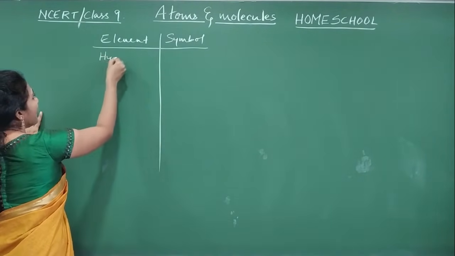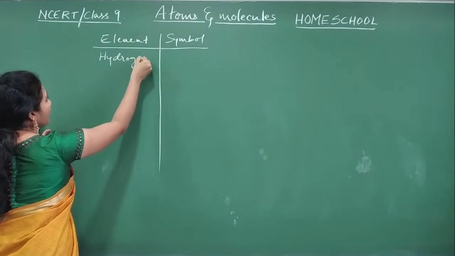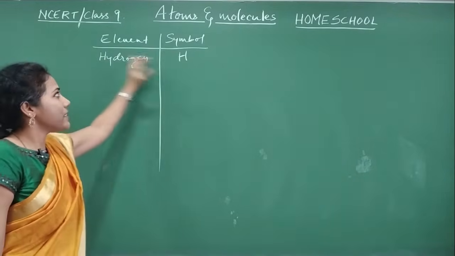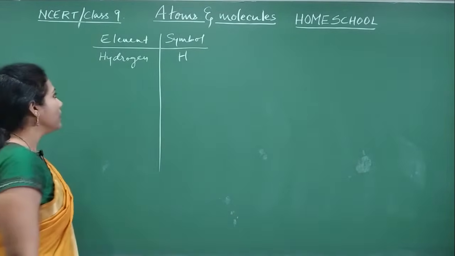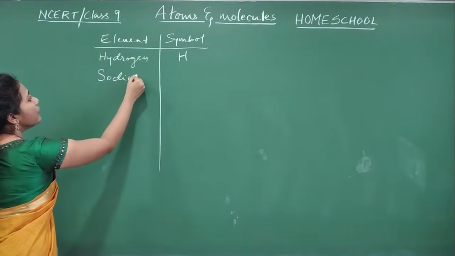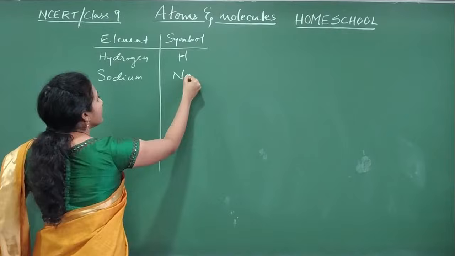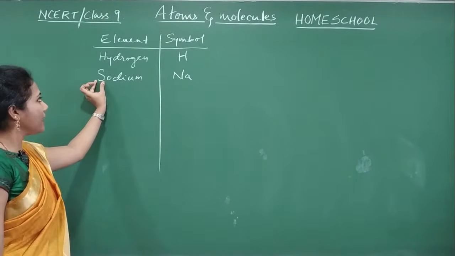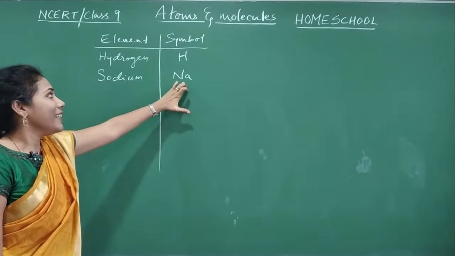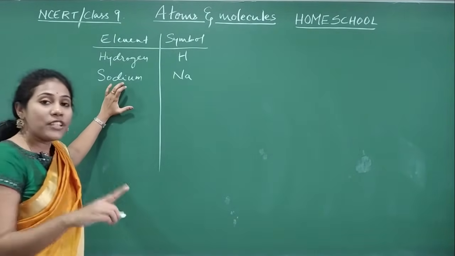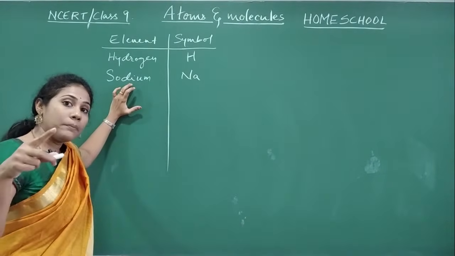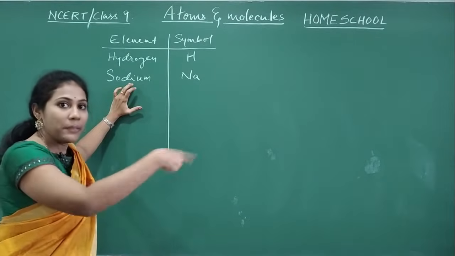Very famous element, hydrogen. What is its symbol? H. That means the starting letter of the name itself they considered as a symbol here. And after that, sodium. Sodium symbol is Na. See, they have not considered the starting letter. They didn't even consider the starting two letters, but the symbol is Na. What is the Greek name for sodium, guys? Already told you, natrium. Na, they took it from natrium.